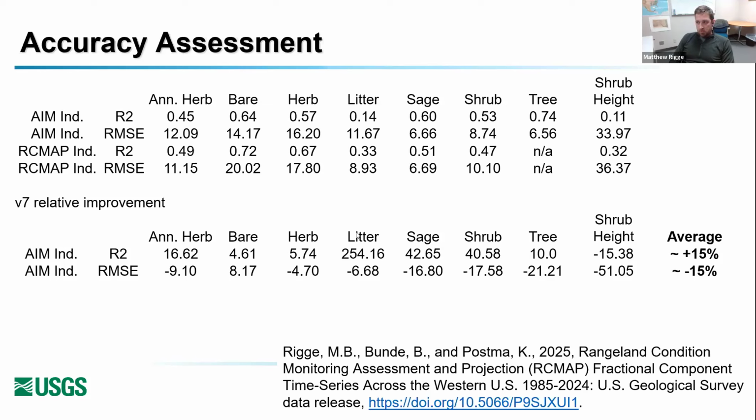The take-home message here is this new generation of data is approximately 15% better in terms of R squared and 15% less RMSE compared to our prior generation. So the biggest improvements are in sagebrush and shrub. And that has to do with our inclusion of a convolutional element in our mapping. So we're basically leveraging texture information and information from adjacent pixels to improve accuracy.